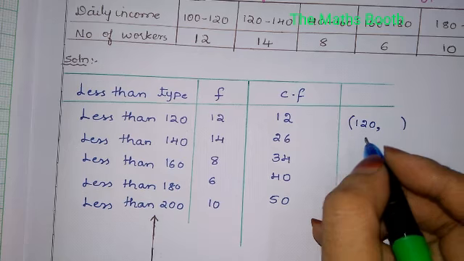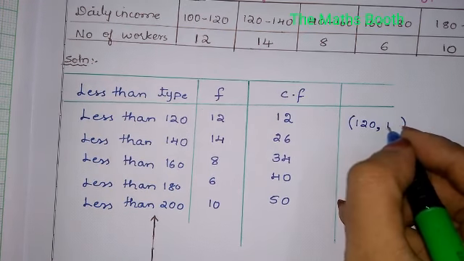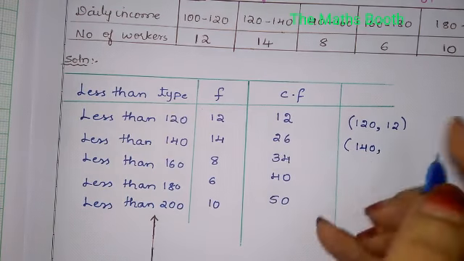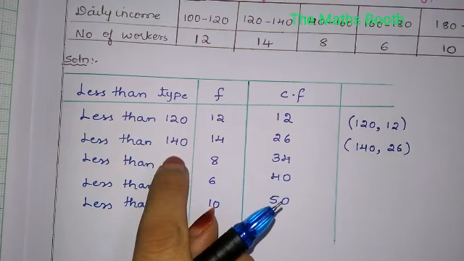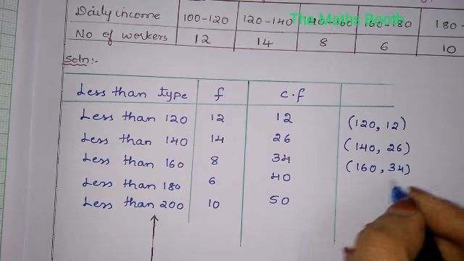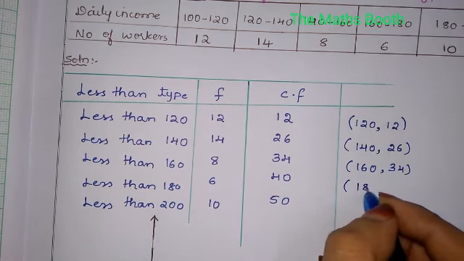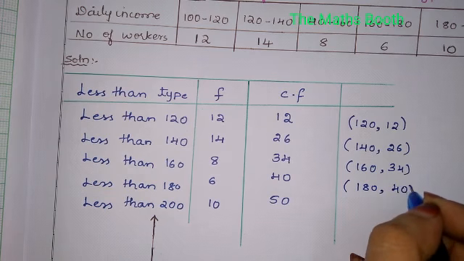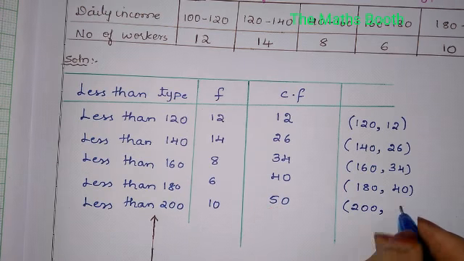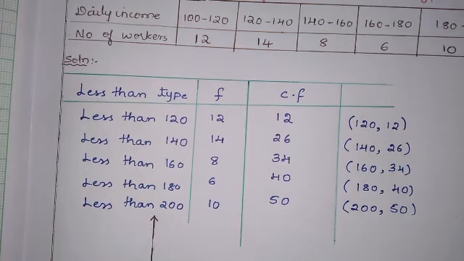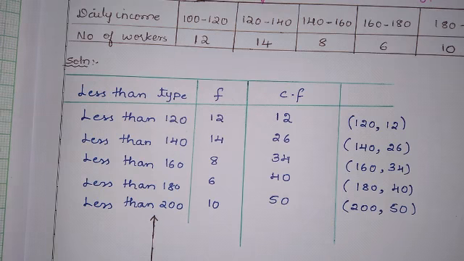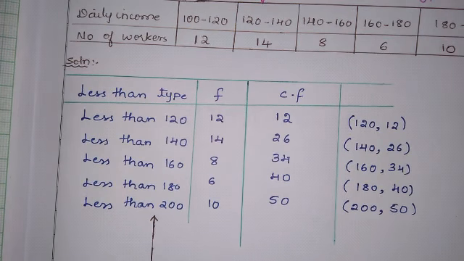120 x coordinate and CF 12 first. Then 140, 26. Next 160, 34 and the next is 180, 40, next 200, 50. Here the OGIVE is completely based on the type of the OGIVE and CF. So let us draw this now.